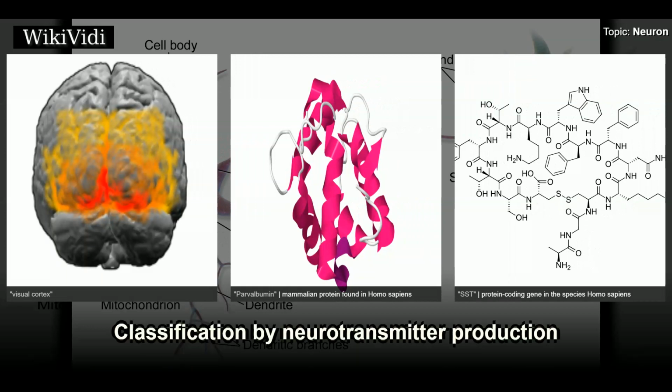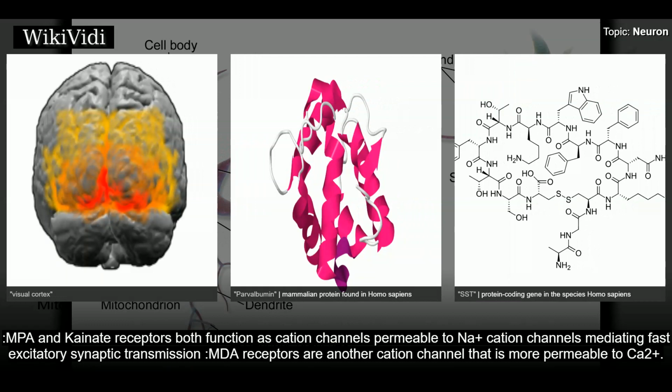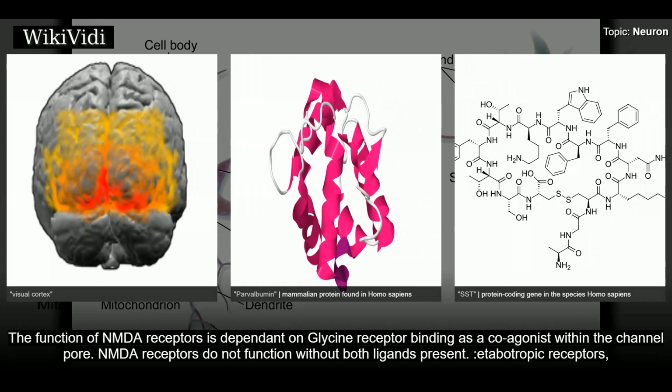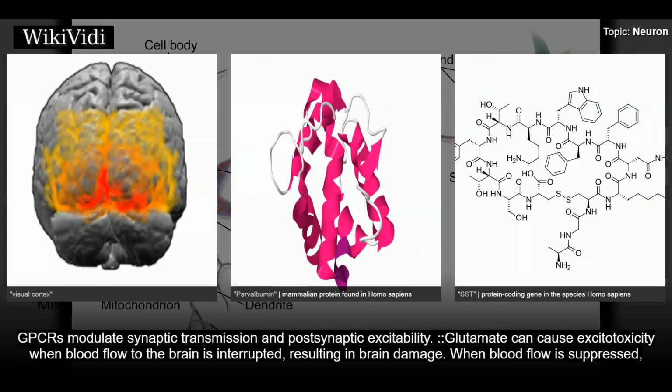Classification by neurotransmitter production: AMPA and kainate receptors both function as cation channels permeable to non-cation channels, mediating fast excitatory synaptic transmission. NMDA receptors are another cation channel that is more permeable to Ca2+. The function of NMDA receptors is dependent on glycine receptor binding as a coagonist within the channel pore. NMDA receptors do not function without both ligands present. Metabotropic receptors, GPCRs, modulate synaptic transmission and postsynaptic excitability.